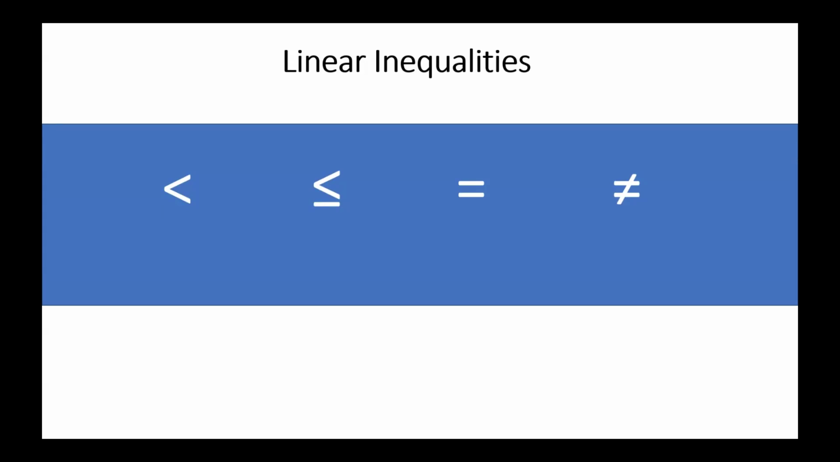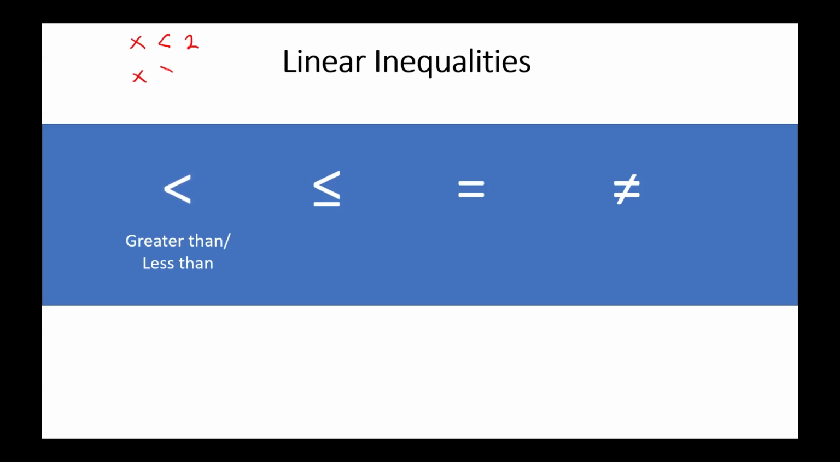Hi class, in this video we're going to be talking about linear inequalities. So first let's define what these symbols mean. This symbol means greater than or less than. I'm going to use 2 as an example and x is my unknown. If x is on this side of the 2, the side where the mouth looks like it's closing, that means x is less than 2.